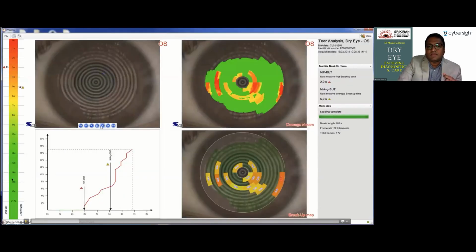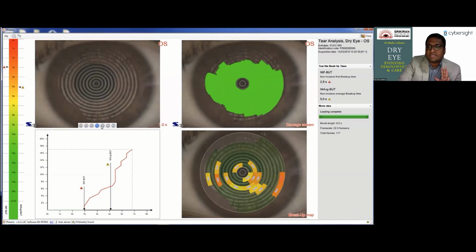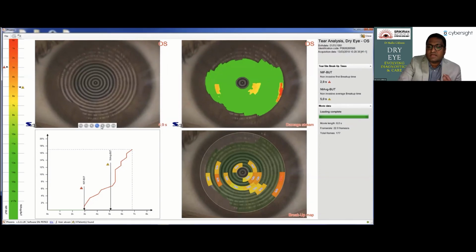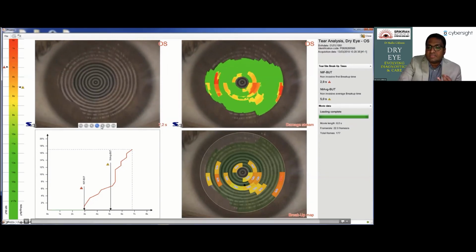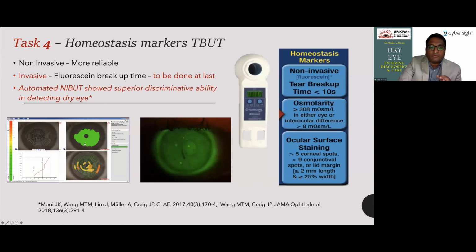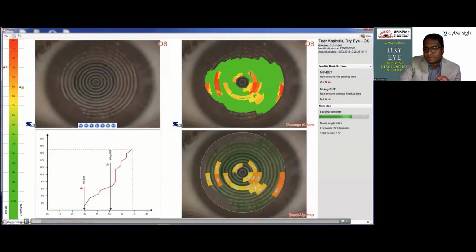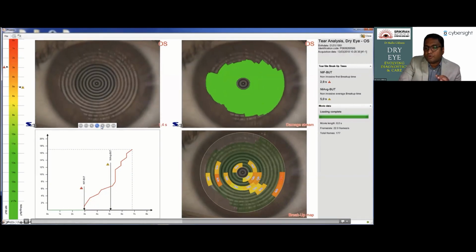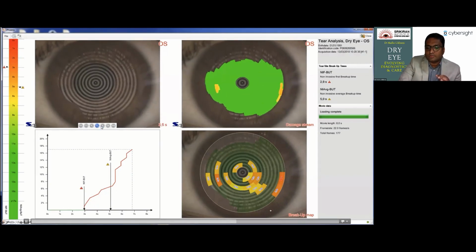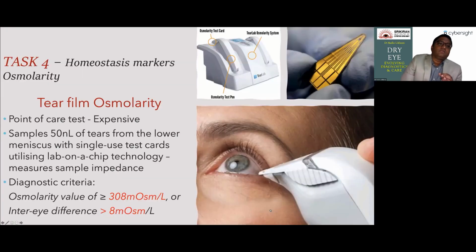If you see here, when the tear film after the lid is closed, it is green. And once these spots occur, you can see spots occurring in the area. And in the picture below, you know exactly at which time those spots have occurred. The first spot has occurred in the periphery at 2.9 seconds, followed by 3.4, 4, 6.3, and so on. So this is again a test that is a homeostasis marker.